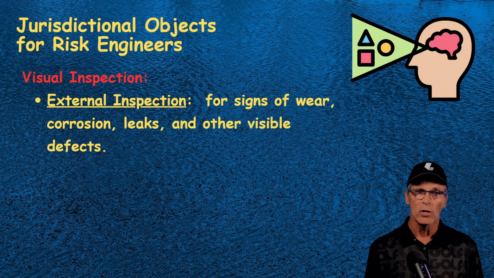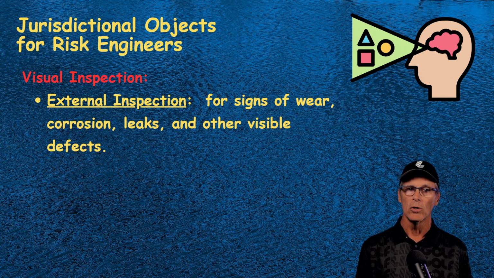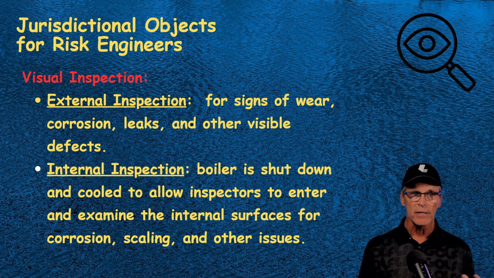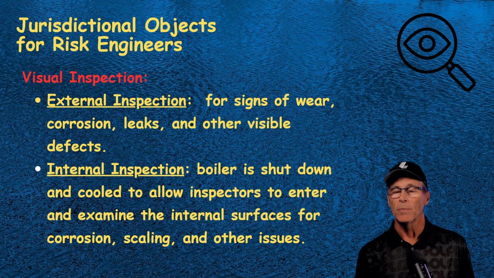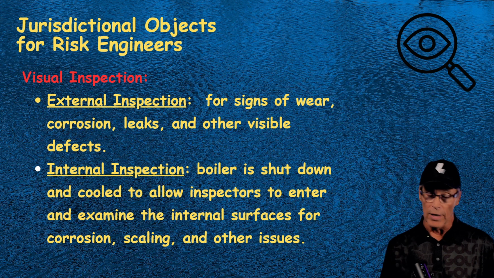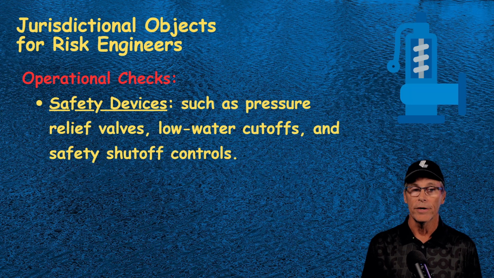Well, it starts with a visual inspection. We're going to look at the outside. We're going to look for wear, corrosion, leaks, other visible defects. Then we'll look possibly for an internal inspection. It just depends on the state and how often you have to do internal inspections, but you have to have things cool, clean, and you have to have access to the area.